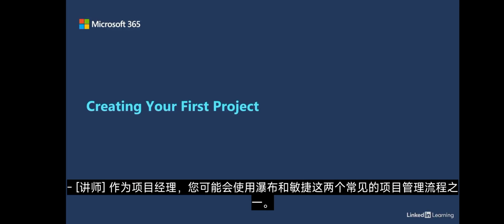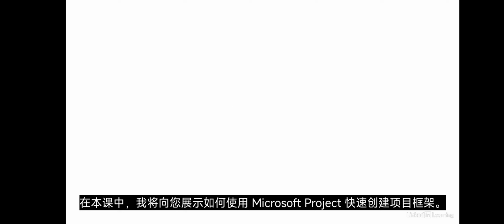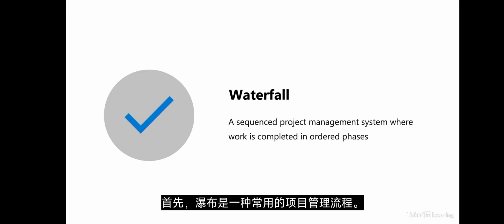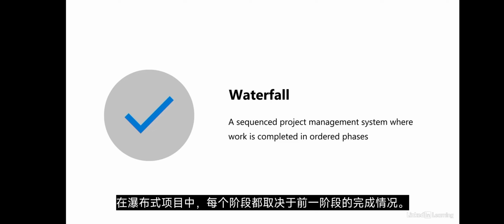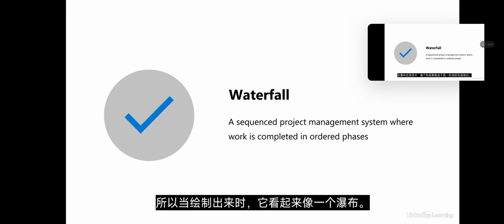As a project manager, you'll likely use one of the two common project management processes: Waterfall and Agile. In this lesson, I'll show you how to use Microsoft Project to quickly create a framework for your projects. First, Waterfall is a commonly used project management process. In Waterfall projects, each phase is dependent on the completion of the previous phase. So when mapped out, it looks like a waterfall.